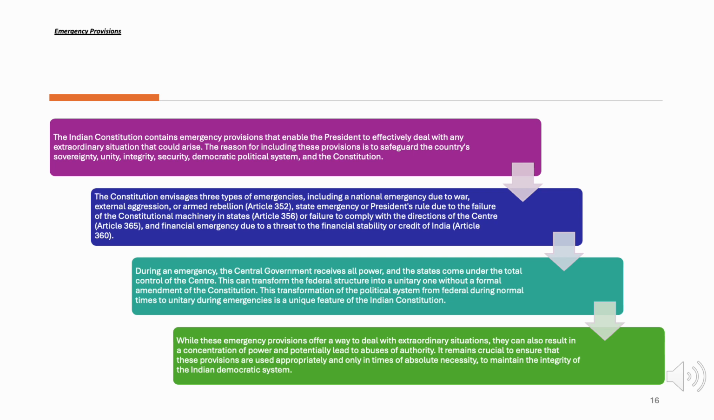During an emergency, the central government receives all power, and the states come under the total control of the centre. This can transform the federal structure into a unitary one without a formal amendment of the Constitution. This transformation of the political system from federal during normal times to unitary during emergencies is a unique feature of the Indian Constitution.